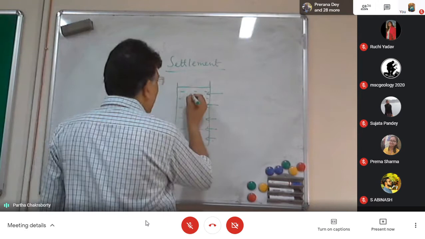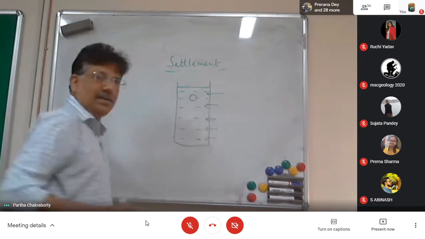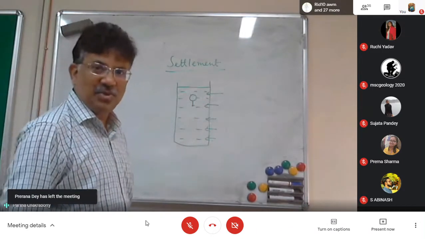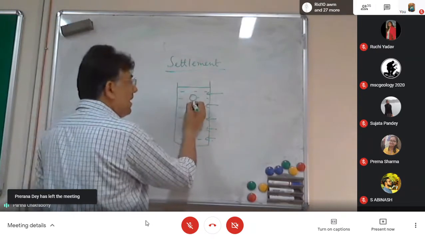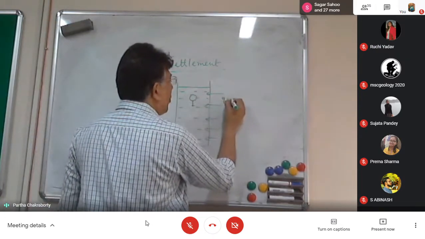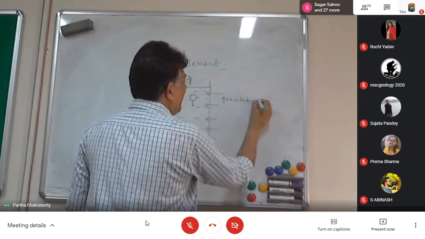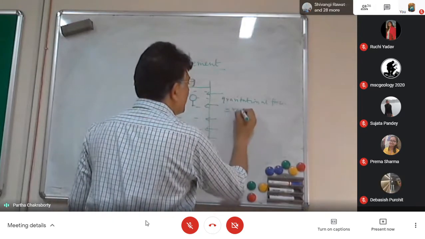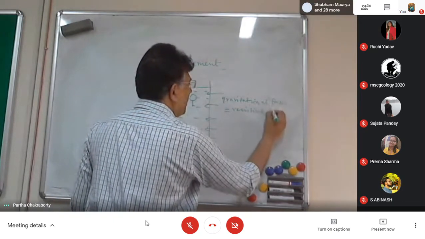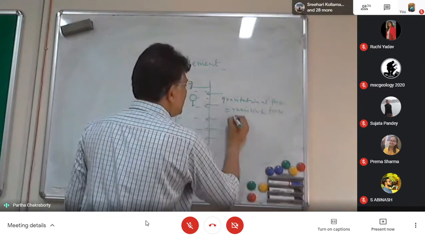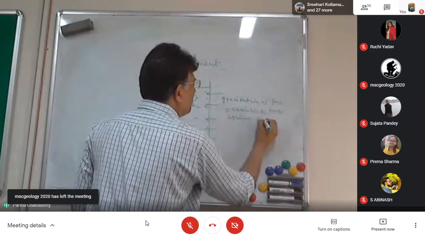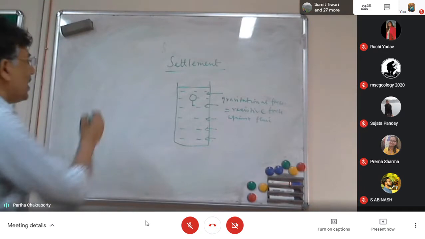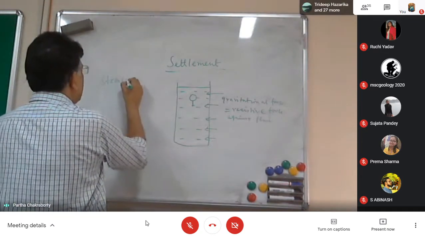And then, if there is a grain and the grain is settling in a uniform solution, what will happen? The gravitational force on the grain will be equal to the resistive force against the fluid. So these two will balance, and that is Stokes law.